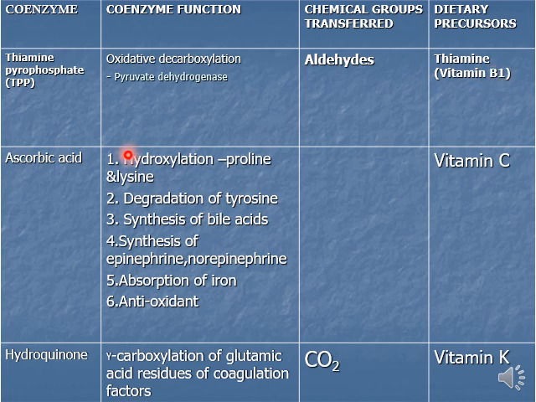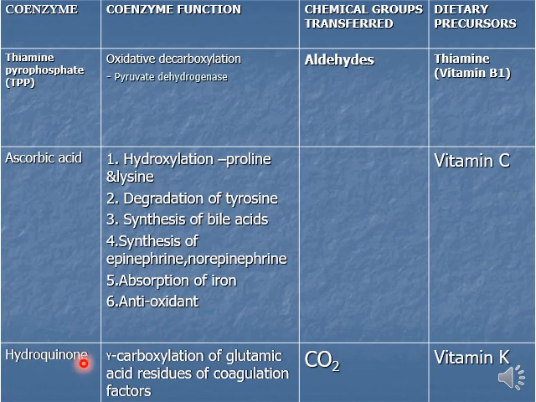Next is ascorbic acid. It helps in hydroxylation reactions like hydroxylation of proline and lysine, degradation of tyrosine, synthesis of bile acids, synthesis of epinephrine, norepinephrine, etc. Absorption of iron, and it acts as an antioxidant. It is also known as vitamin C.